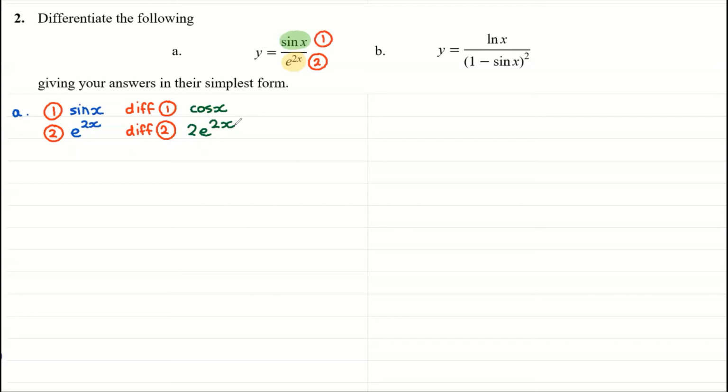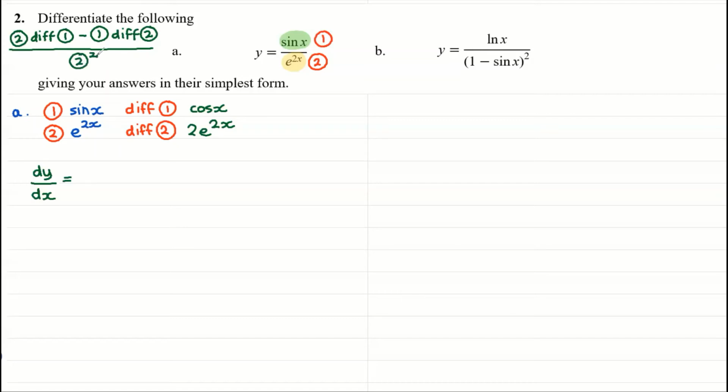We can now write down what the derivative of y is with respect to x. So dy by dx equals, and just to remind you, of course, the rule, I'll just put it up here. So it's 2 diff 1, subtract 1 diff 2. Product rule, remember, with a subtraction rather than addition, over 2 squared. Okay.